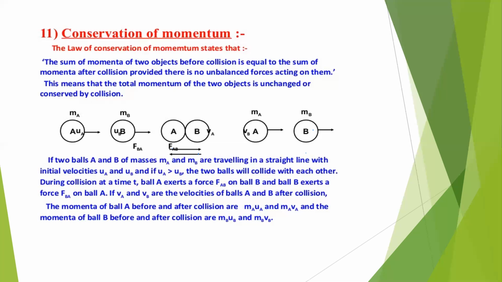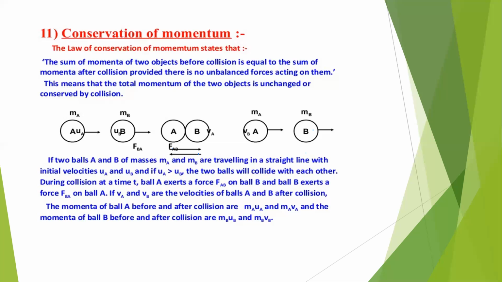See here, that is the first figure. First, two balls, you just observe it. That is having the masses m(a) and m(b). Consider two balls A and B having masses ma and mb moving with velocities ua and ub. Here, what is happening? The force is exerted by the ball. Two balls A and B having these masses are traveling in a straight line with initial velocities.